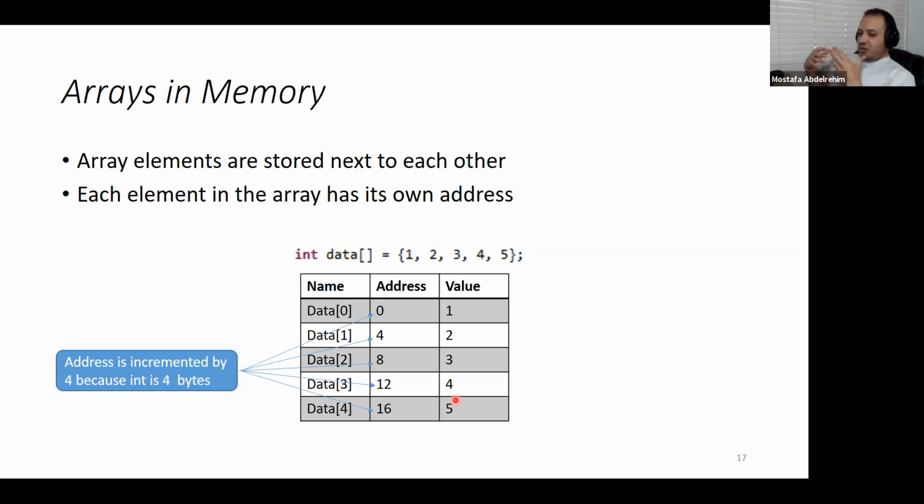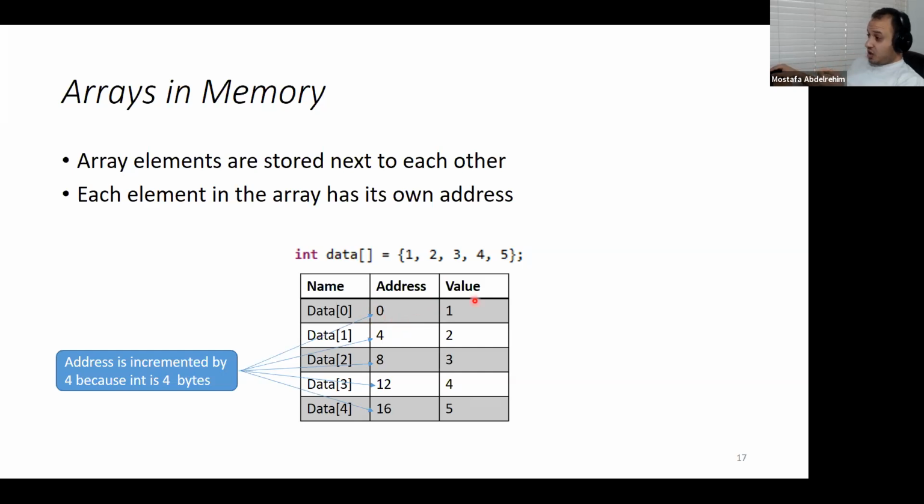As I said, arrays in memory are allocated as a chunk, so all the locations will be beside each other. So here, if you define this variable data as an array like this, it will have 5 locations, something like this. And any location in the memory has an address. So let's assume that the address of the first location is 0.